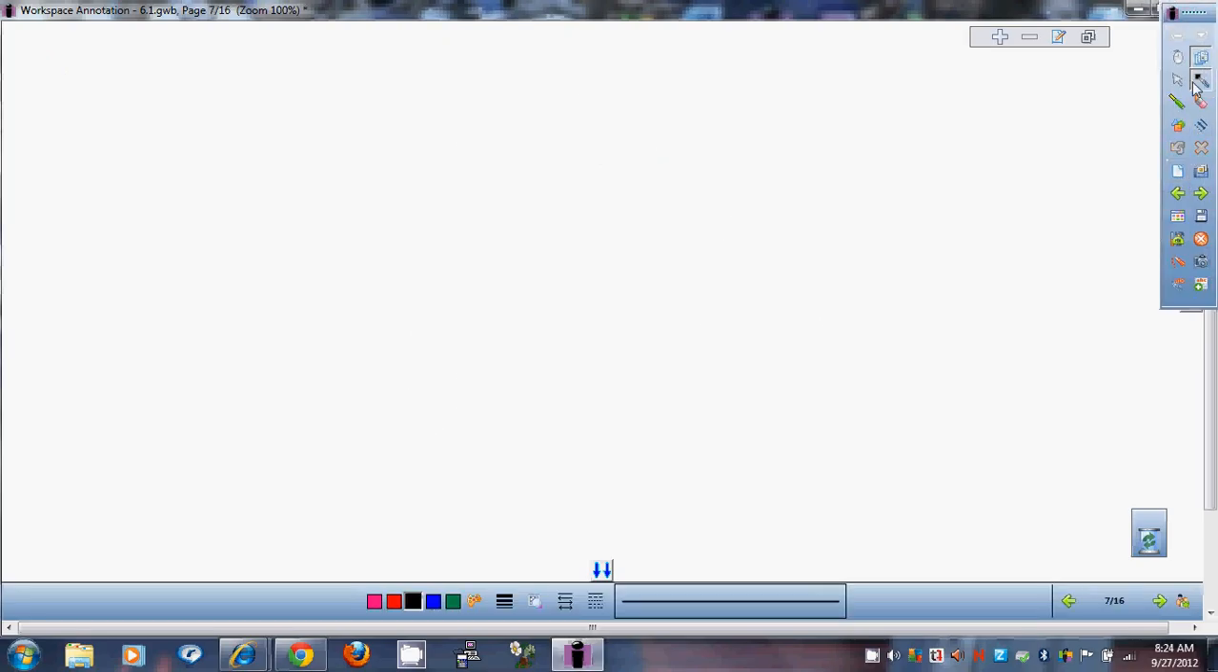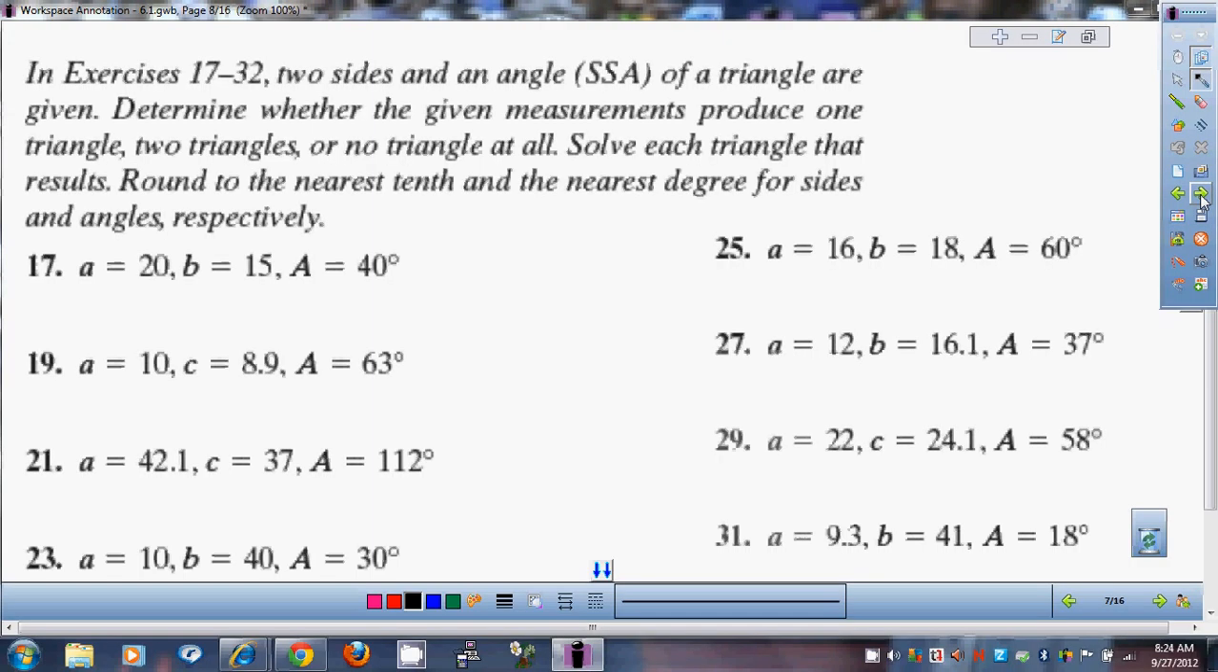So, the ambiguous case for the law of sines. You're going to need to make some kind of chart in your notes because there's a list of things you have to do to find out. It is the continuation of 6.1. 6.1 part 2.